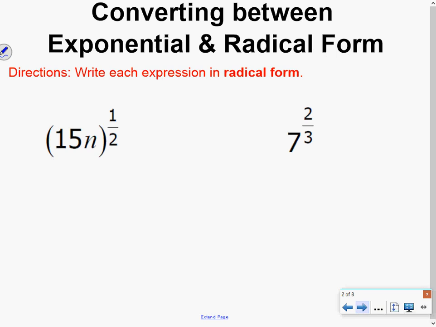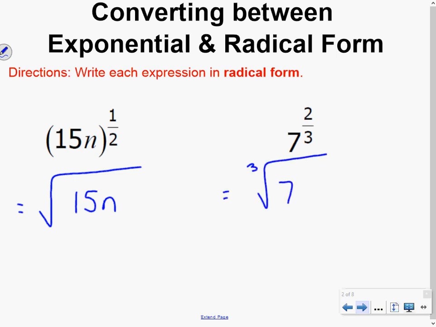If I have 15n to the 1/2 power, that's the same as taking the square root of 15n. If I have 7 to the 2/3 power, that's the same as doing the cube root of 7 squared. And we could go through and try to break these down, but I'm not going to focus on that in this video since we already know how to do that. I'm going to focus just on converting back and forth here.